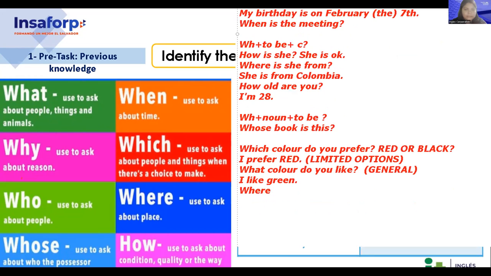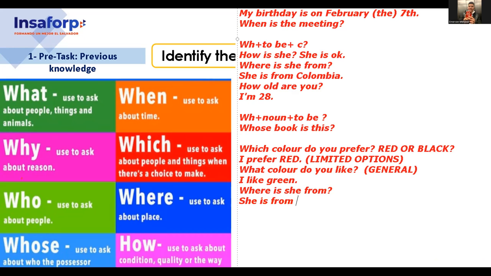Used to ask about place. Where is she from? ¿De dónde es ella? She's from Colombia. Ya lo hemos dicho. Where are you from? Where are you from, guys? I'm from El Salvador. We're from El Salvador.